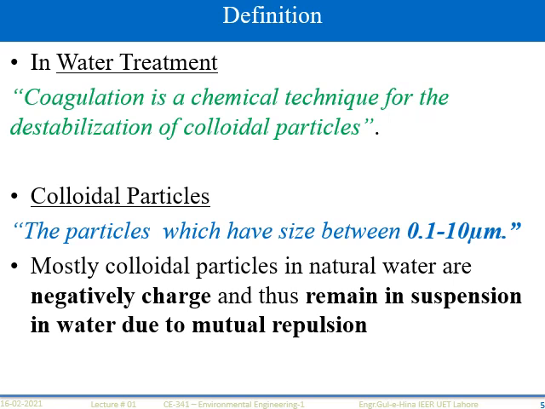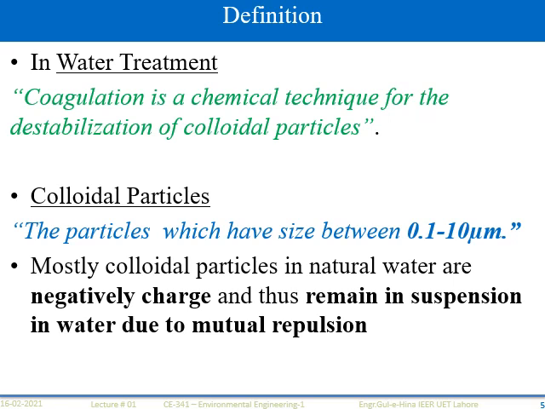So first of all, we will discuss the water treatment. What is the coagulation process? Coagulation is a process or a technique in which the particles which are present in the water are destabilized. Destabilized means the charge inside the particles is removed by doing the coagulation process. So particles in water vary widely in origin, size and concentration.